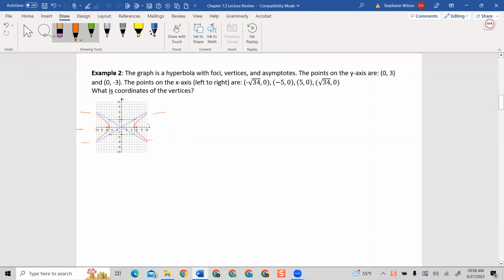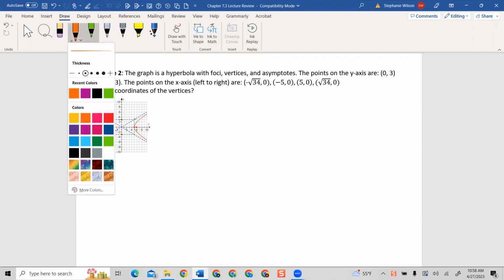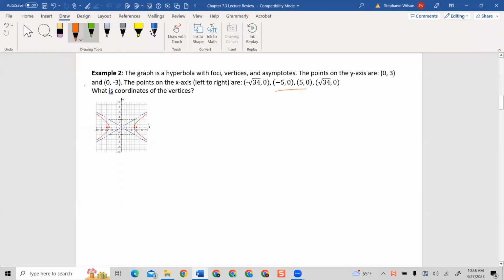So the coordinates of the left vertex of this hyperbola is going to be, in this case here, the -5. So we're just looking at the graph and reading it, right? That's all we're doing right now. The other vertex of this point is going to be this other side. So I am looking at these 2 points here. If we look at them, right here.